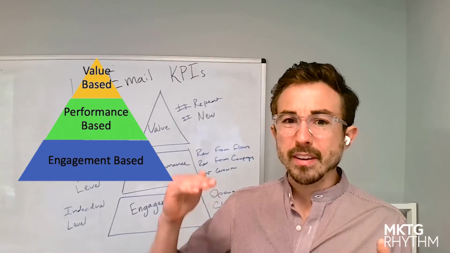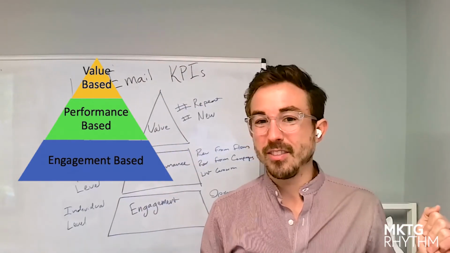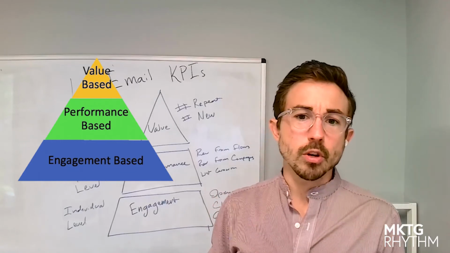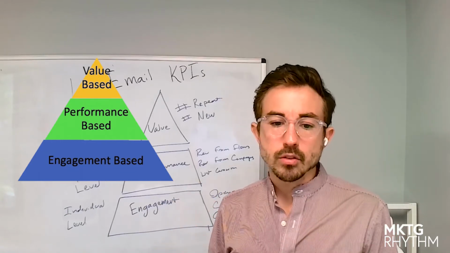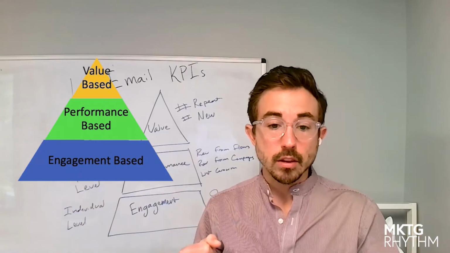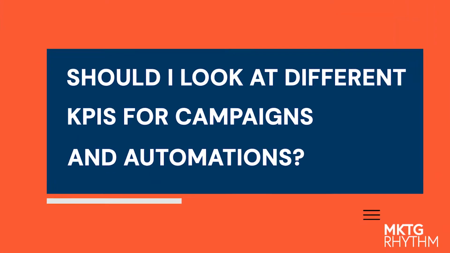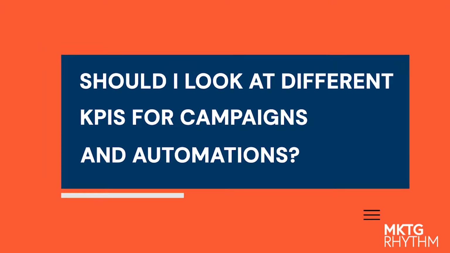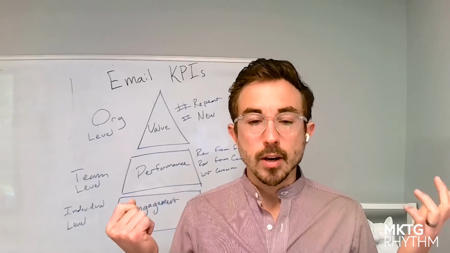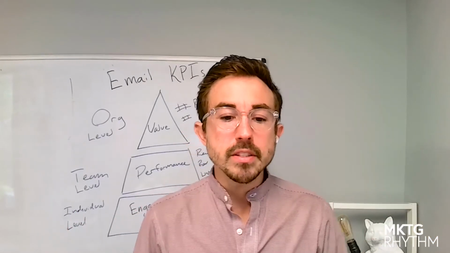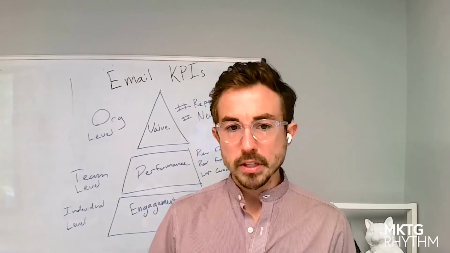I know this is a little bit upstream from the specific email KPIs, but it's just a good framework to look at this within, and it's going to give you a lot of power to communicate the value of what you're doing in the long term. We also sometimes get, should I look at different KPIs for campaigns and for flows or automations? The answer to that, like any marketer, is it depends. But basically, your expectations for both should be really different.